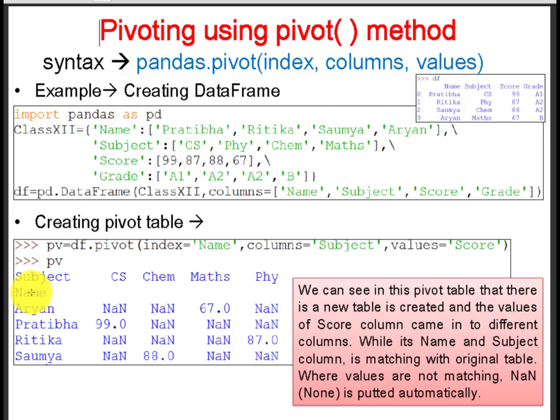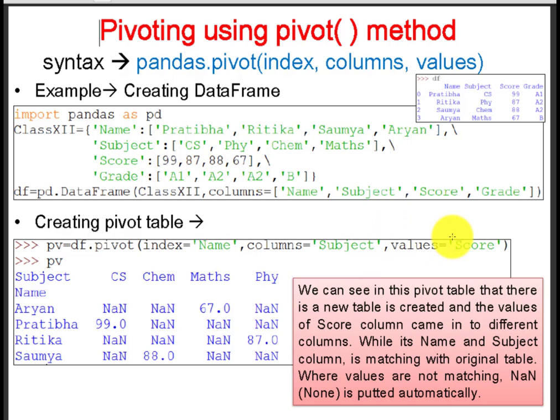Next, index. You see here the name. Now the index has become the name. So all these names have become what? Index, because you passed name here as the index. So name has become the index. That's why all names are treated here as index.